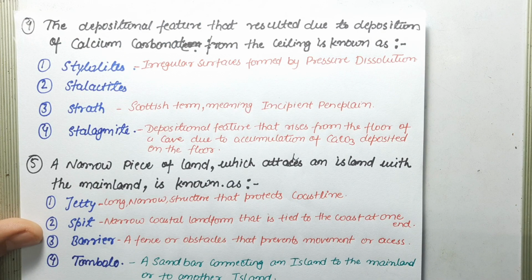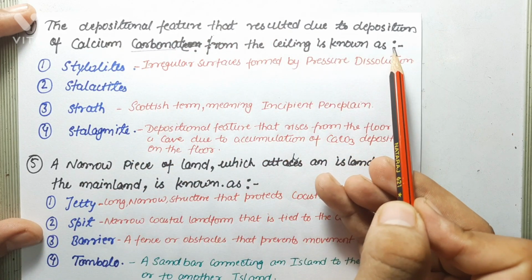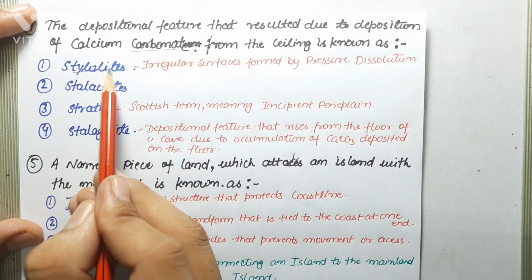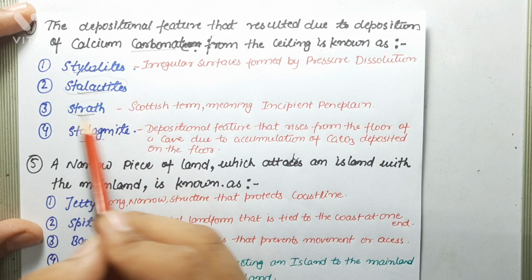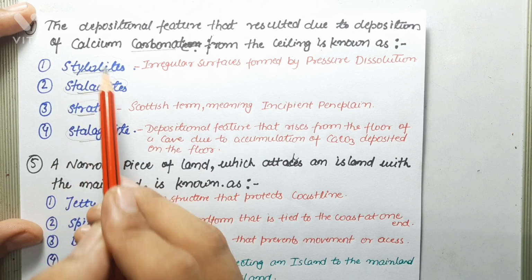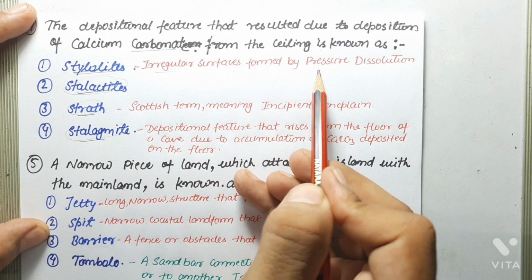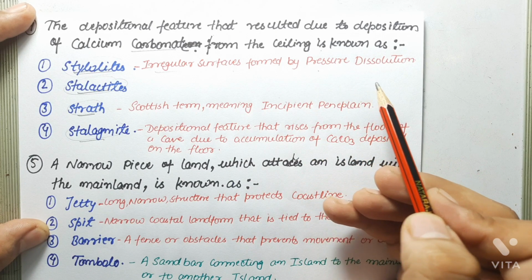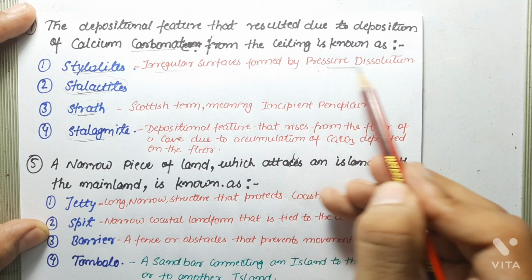Next question says, the depositional feature that resulted due to deposition of calcium carbonate from the ceiling is known as. Okay, basically this question is asking about a definition and the options are stylolites, stalactites, strath and stalagmite. So if we know these options, we can easily answer this question. So let's go one by one. First one is stylolites. Stylolites are irregular surfaces formed by pressure dissolution, and this is most commonly seen at the junction of limestone beds and within limestone. So these are not depositional structures, these are irregular surfaces formed by pressure dissolution.